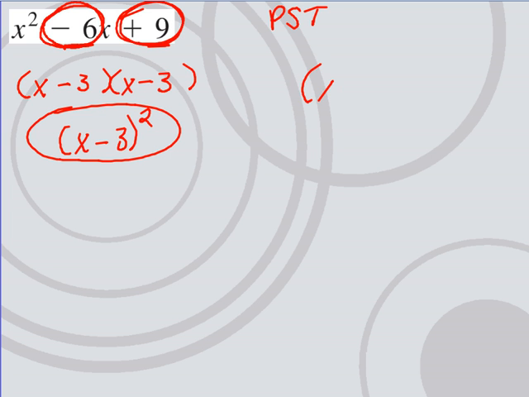X squared, another example of that, x squared plus 10x plus 25. Half of 10 is 5. 5 squared is 25. That would factor into x plus whatever half of that was.